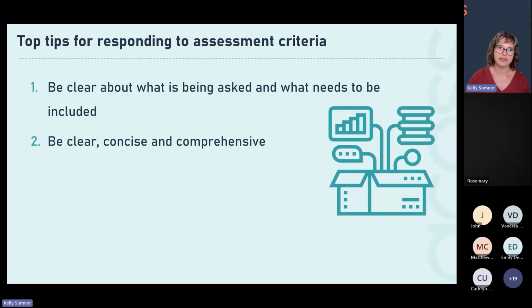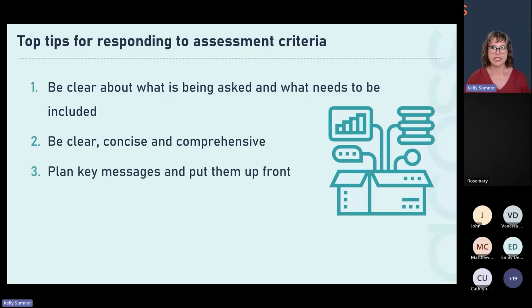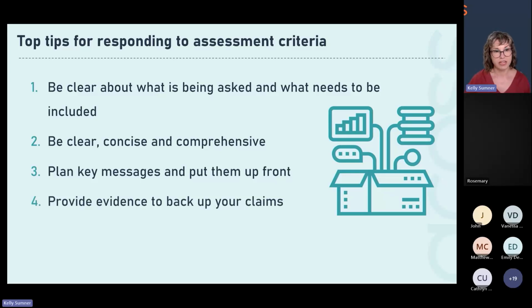You need to be clear and concise and comprehensive, which is a hard thing to balance, but we'll talk a little bit more about that in a few minutes as well. You need to plan those key messages and make sure they're right up front. Don't bury them at the bottom of your answer. Start out with them and think about it as a topic sentence in a paragraph. You need to provide some support to back up your claims. And again, this is something we'll talk about shortly. It is becoming more and more important to funders to see evidence-based proposals.